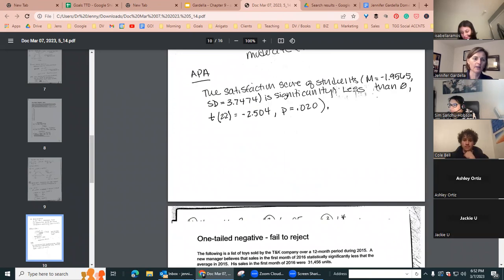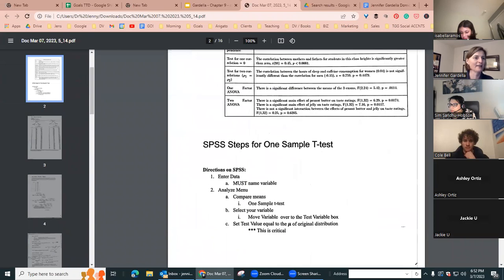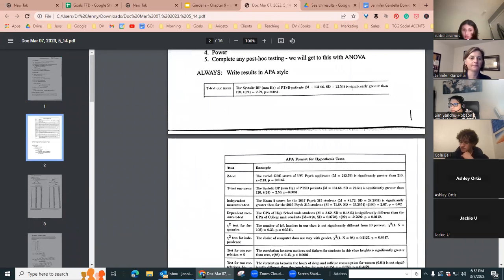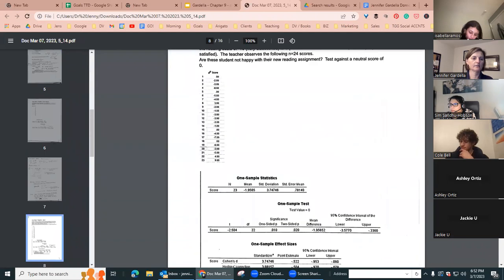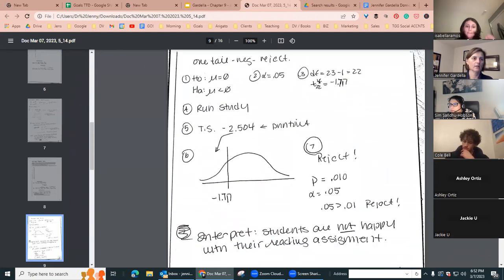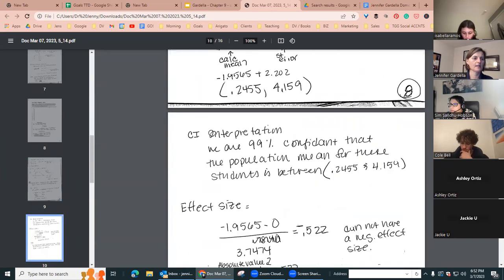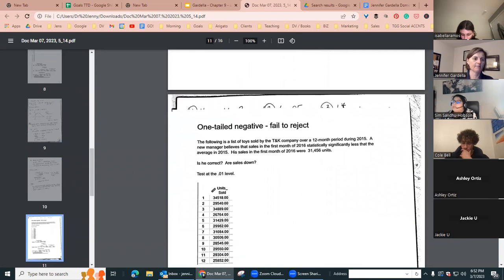The only tricky part is you need to remember, which is why I give it to you so many times, how to write it out for the test statistic with the t-test that we're using. Okay, where was I? One tail positive, one tail negative reject. Did that one? One tail negative fail to reject.